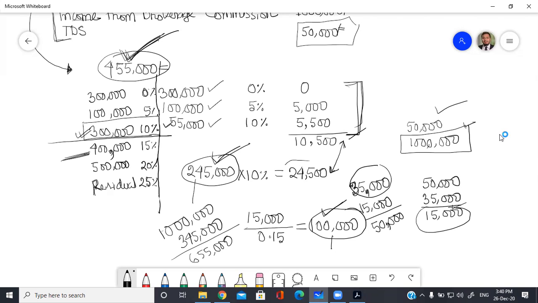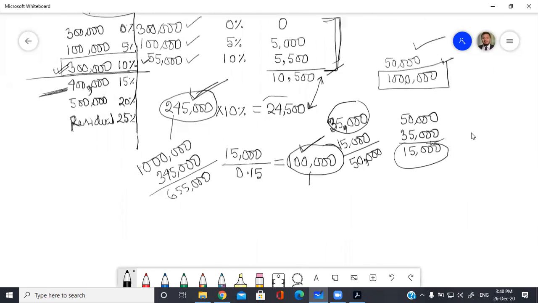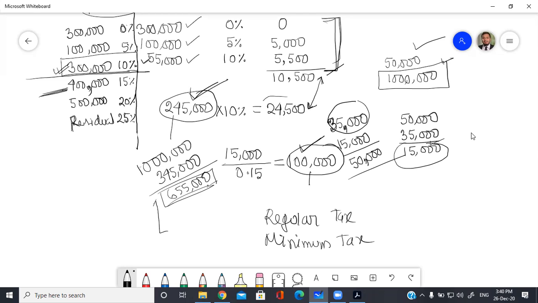Can anyone confirm that if I continue calculating taxes for this amount, on which we have not calculated tax yet, our regular tax will be greater or our minimum tax will be greater? Regular will be greater, sir. In that case, what should we do? We should continue calculating regular taxes for the remaining 655,000. Recall, with 15%, how much have we covered? 100,000. Of which amount? 400,000.